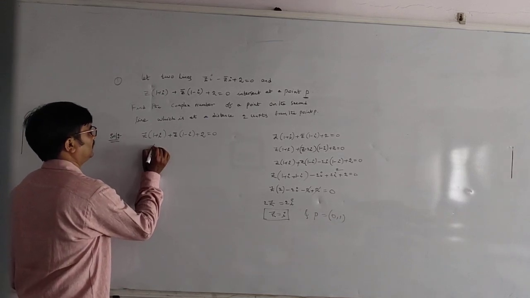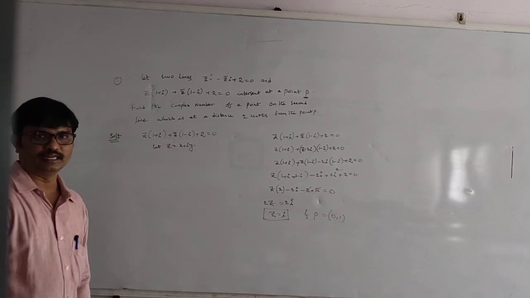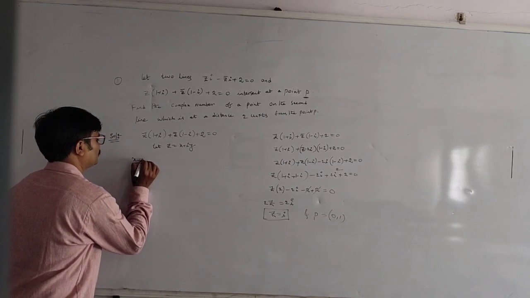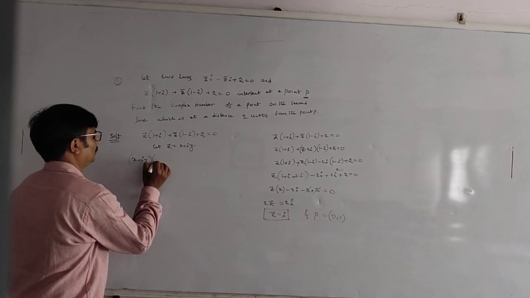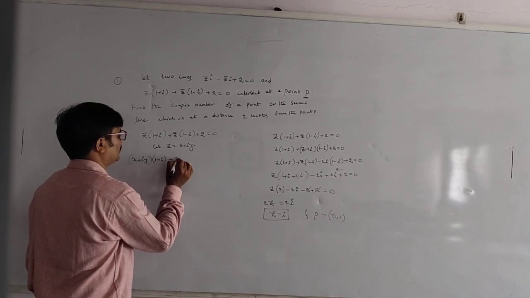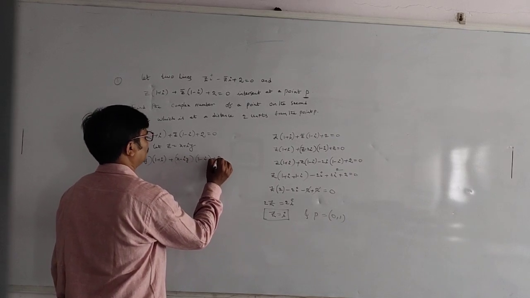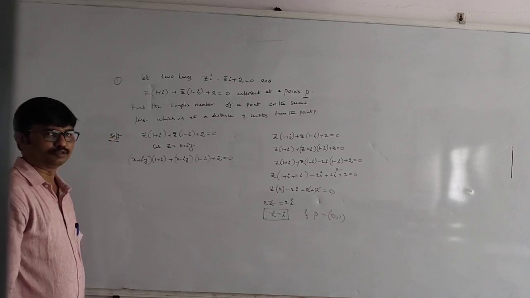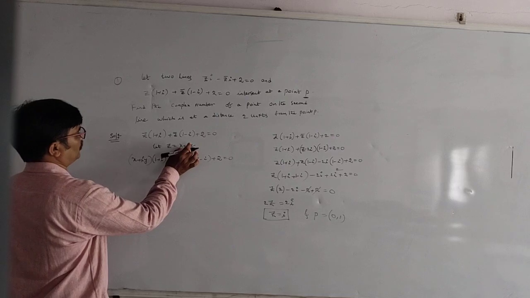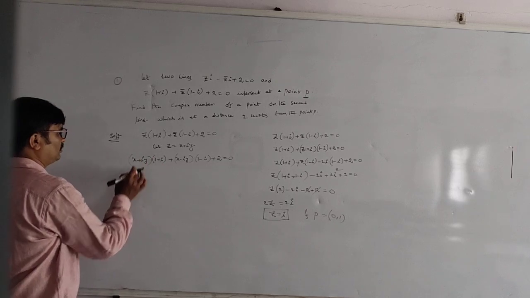Suppose, students, let z = x + iy. Now this can be written as (x + iy)(1 + i) + (x - iy)(1 - i) + 2 = 0. Now students, how do we write this? z is x + iy, therefore z bar is x - iy. Now this is multiplied with 1.